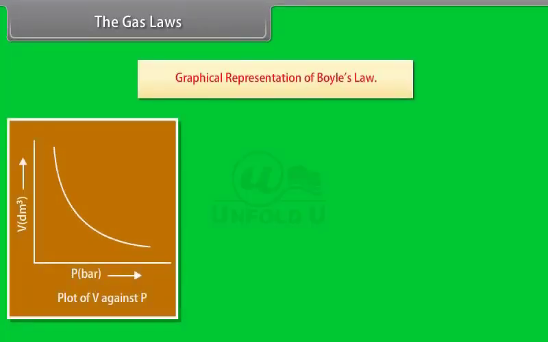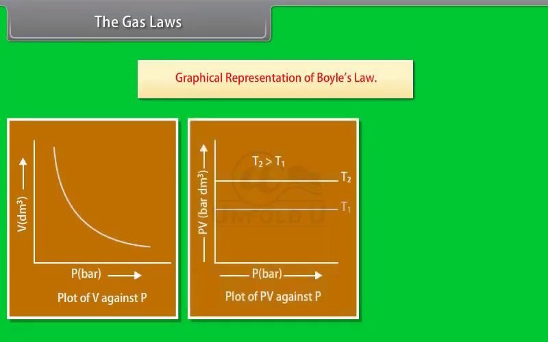It shows the plot of V versus P at a particular temperature. It shows that as P increases, V decreases. It shows the plot of PV versus P at a particular temperature. It indicates that the PV value remains constant in spite of a regular increase in P.